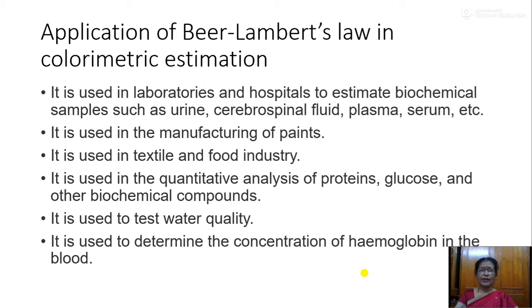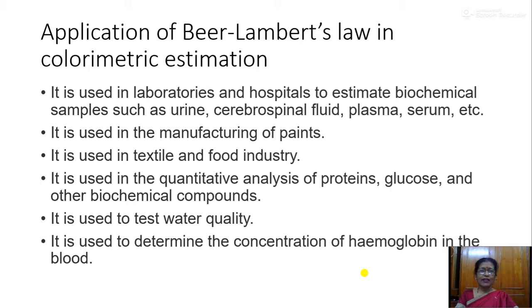Application of Beer-Lambert's law in colorimetric estimation. It is very much used in colorimetric estimation. Colori means color, metric means measurement, depending upon the concentration of the solution. It is used in laboratories and hospitals to estimate biochemical samples such as urine, cerebrospinal fluid, plasma, serum, etc.